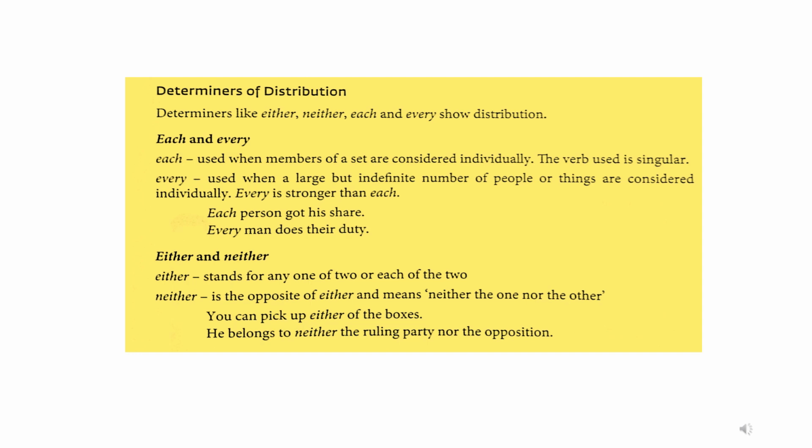Next, either and neither. Either stands for any one of two or each of the two. When we are comparing or when we are choosing any one of two, we can use either. Neither is the opposite of either and means neither the one nor the other. Neither is always used in a negative sense. Examples: you can pick up either of the boxes. He belongs to neither the ruling party nor the opposition.